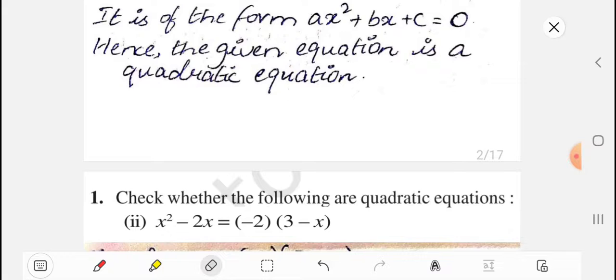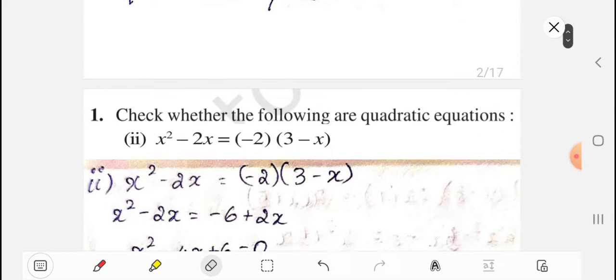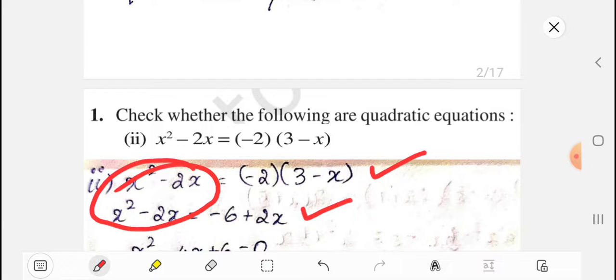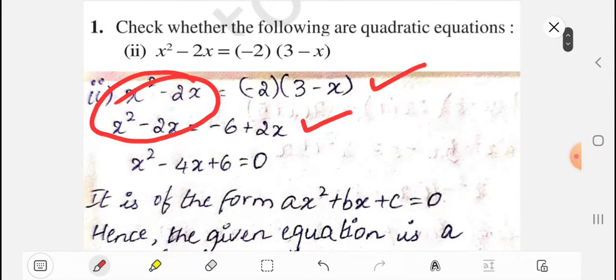x square minus 2x is equal to minus 2 into (3 minus x). As I have told, again write the given so that you won't go wrong while copying the numbers. You will write the given in this step. In the next step, multiply minus 2 with 3, and we get minus 6; minus 2 with minus x gives plus 2x. Write the LHS part as it is.